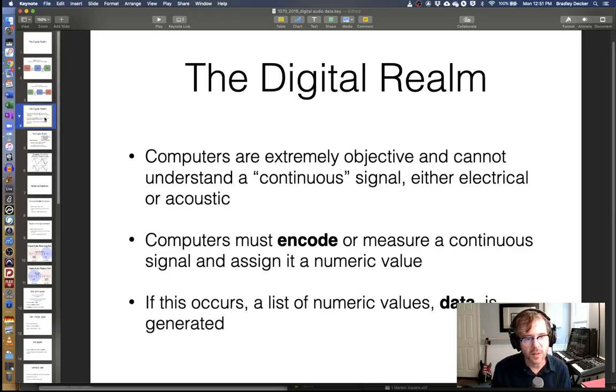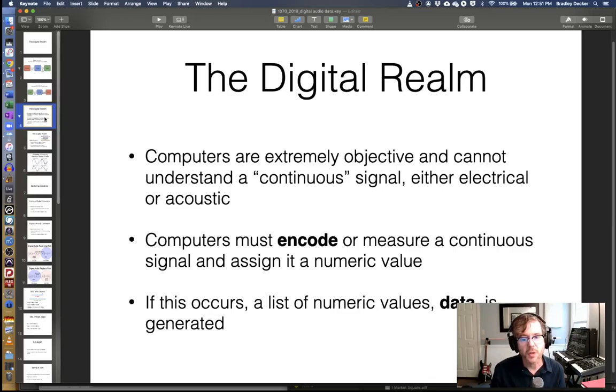The problem with this is that computers are extremely objective. Like the old saying goes, computers are really dumb. They just basically understand one or zero, on or off. The data chain has to be very, very complex, but it has to be broken down into a series of ones and zeros. Analog audio, however, is a continuous signal. Analog audio means it's analogous to the physical realm or the acoustic realm. So we need to basically translate for a computer. We need to convert it into data so that the computer can understand it.